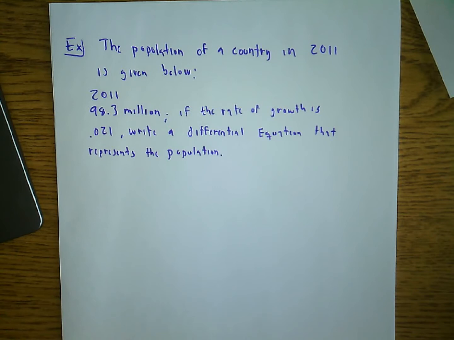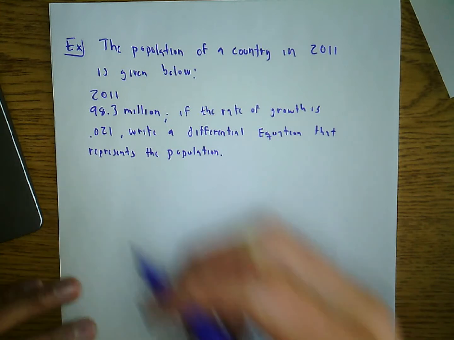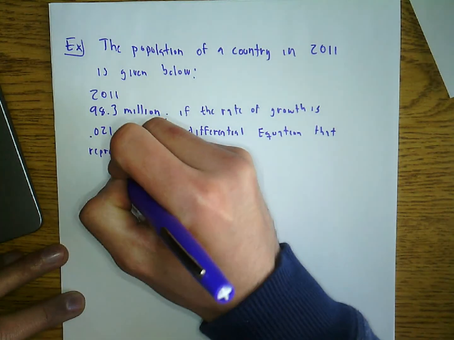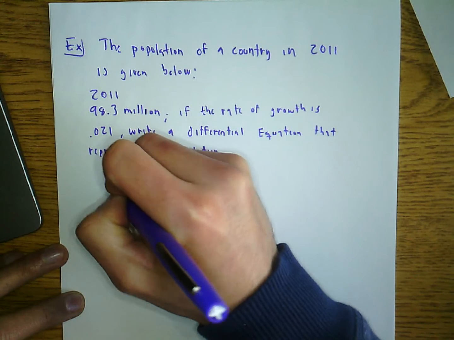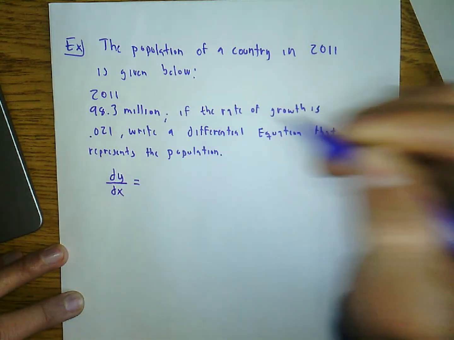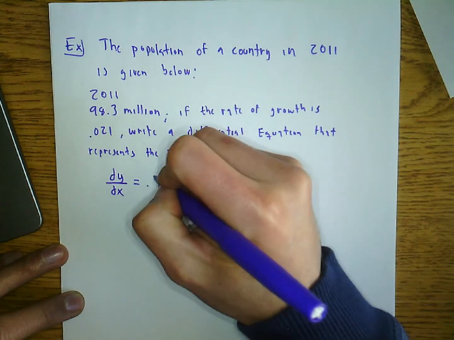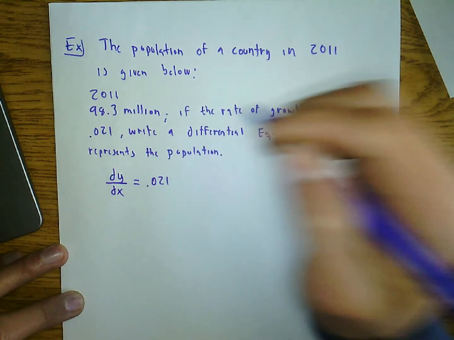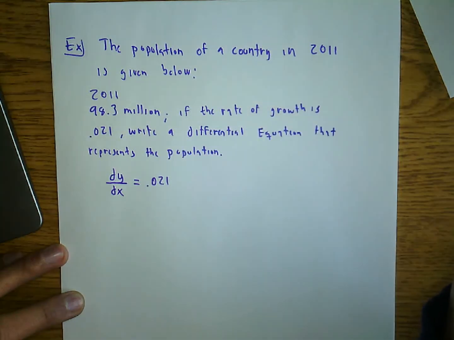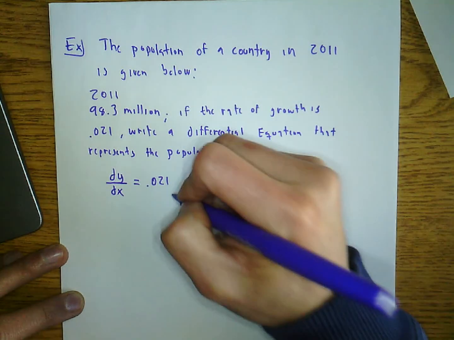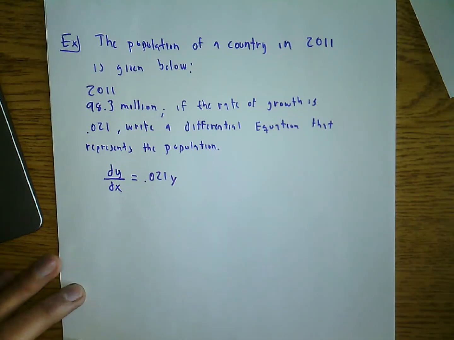Would it not just be dy over dx is equal to ky, with that k being the population growth? Fantastic. dy over dx is equal to 0.021 what? y. Fantastic. That's an easy part for you. You have to be able to come up with the differential equation. Now, solve the differential equation. So how would I solve the differential equation?